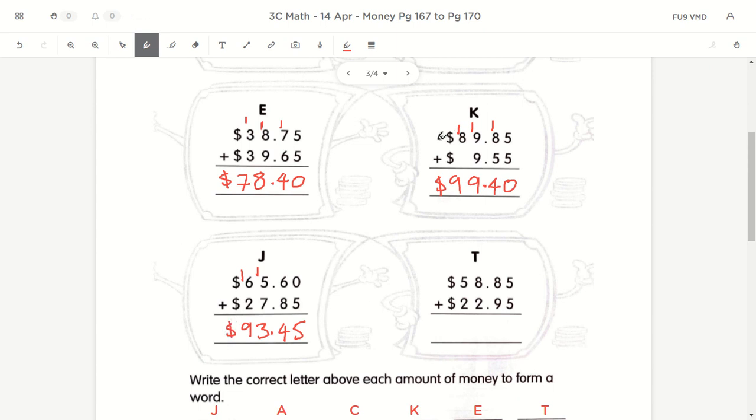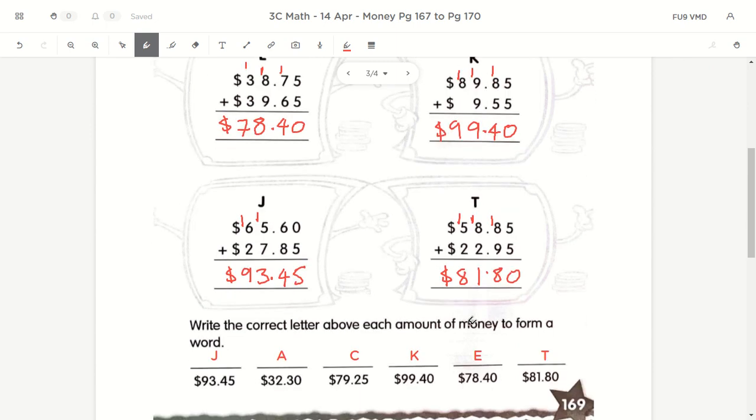For T, 5, 5 is 10. 1, 8 is 9. 9 plus 9, 18. Regroup 1 over here. 1, 8 is 9. 9 plus 2 is 11. Regroup the 1 on the 5. 1, 5, 6. 6 plus 2 is 8. So it's $81.80. And the word you get is actually jacket. Okay, so the word is jacket.